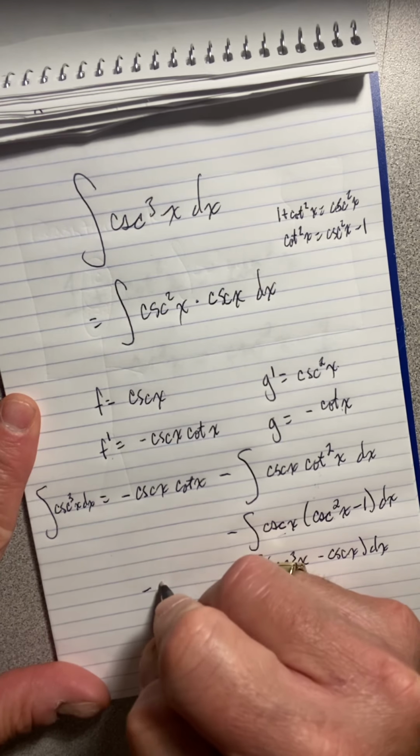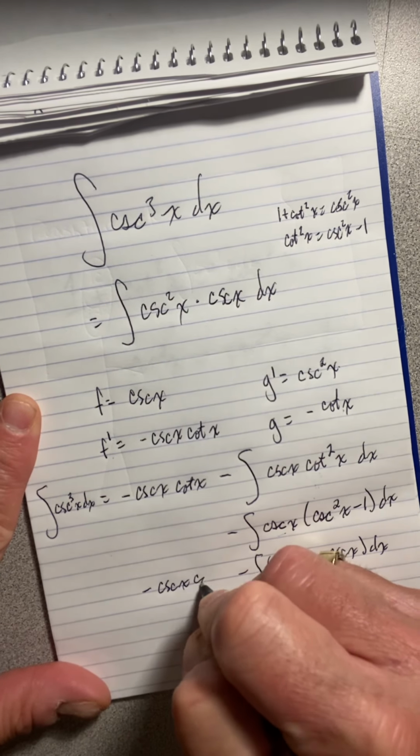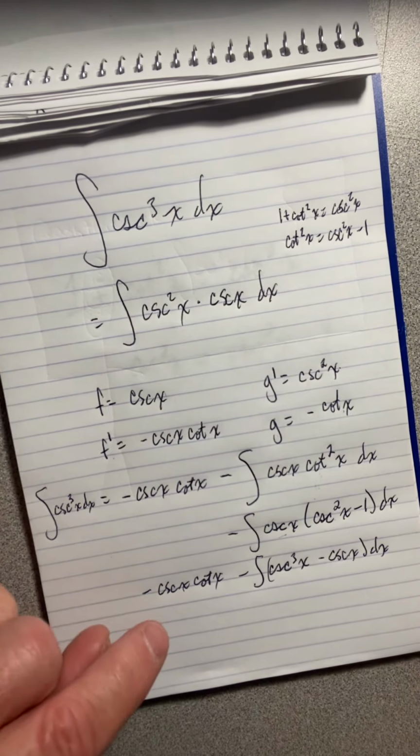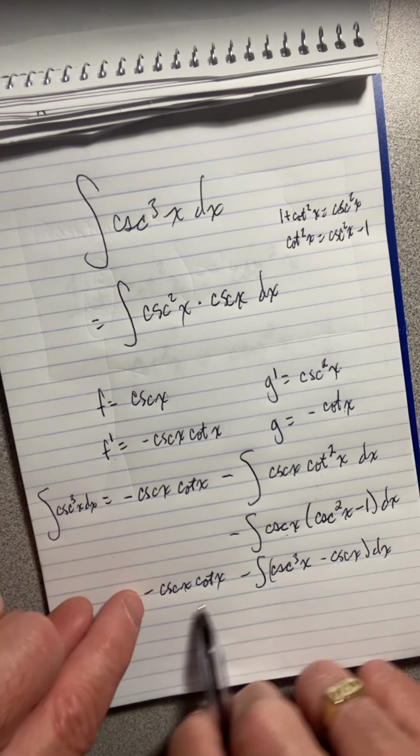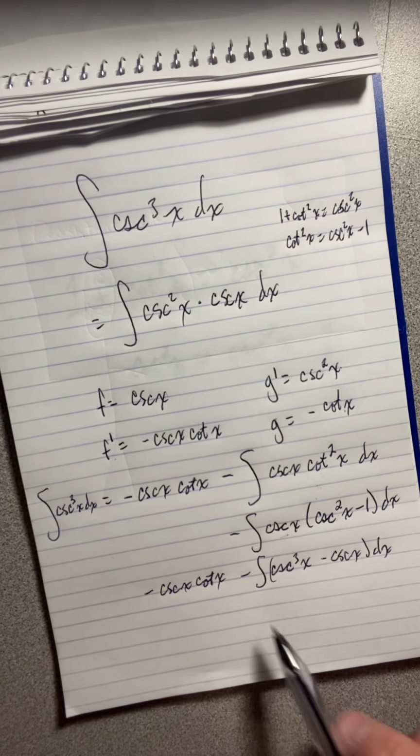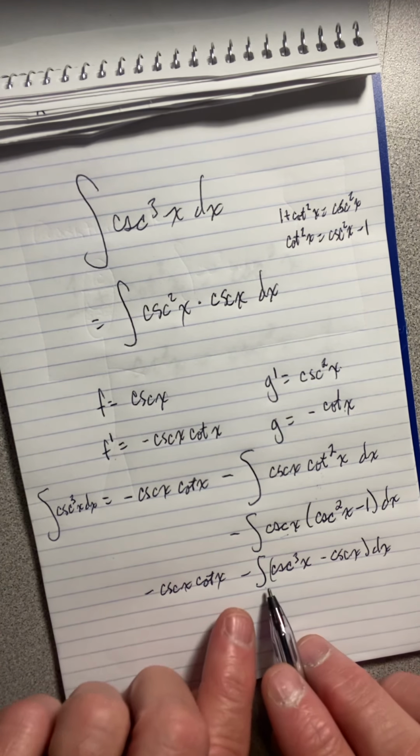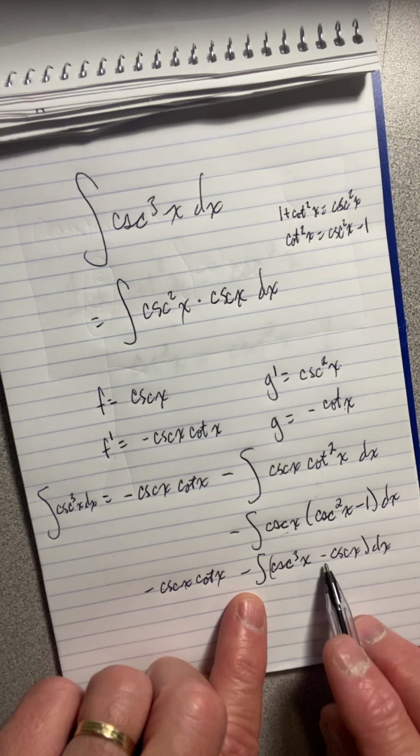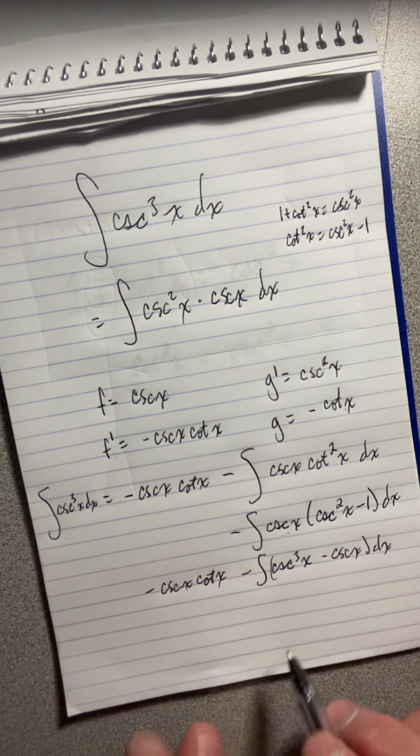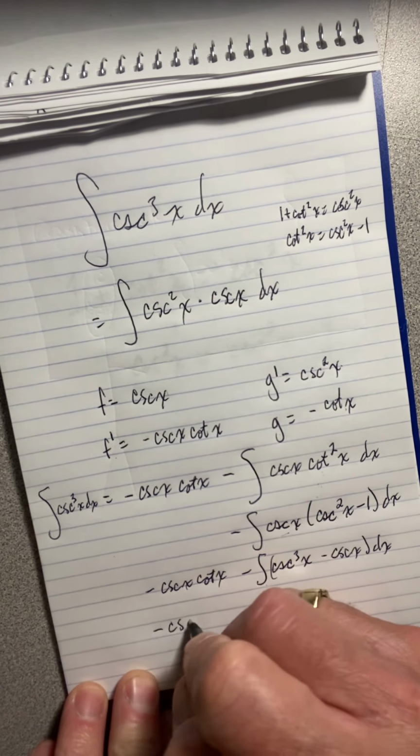We still have this negative cosecant x cotangent x. It's not trouble because it doesn't have an integration symbol in front of it. It's fine. This is the trouble. Now I'm going to distribute this negative and this integral sign. Remember, you can bust up plus and minus. You can integrate term by term because it's a linear operator.